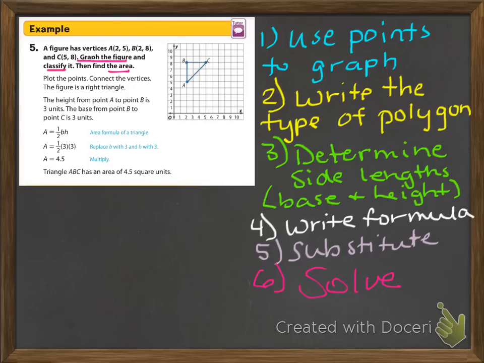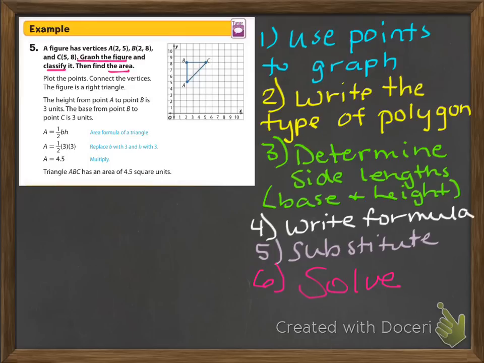It says use points to graph, so that you would graph each one of the points. Write the type of polygon. You need to identify that it's a triangle, or a right triangle rather, because it does have that 90-degree angle. Determine the side lengths. In this case, we only need to know the base and the height. You don't need to know the hypotenuse, which is from A to C. You don't need to know that length.